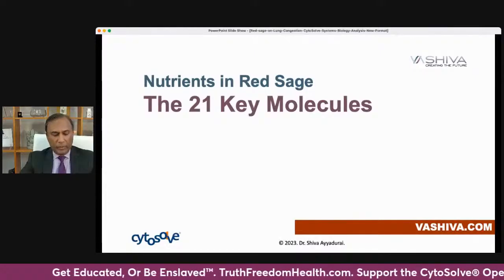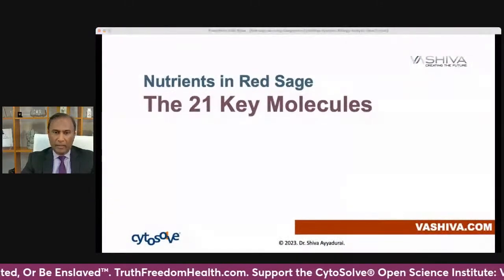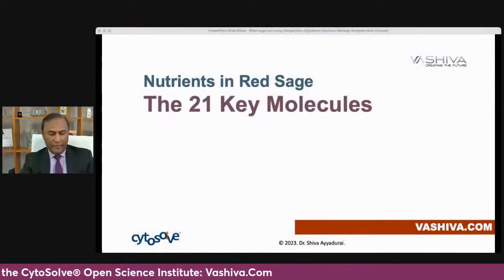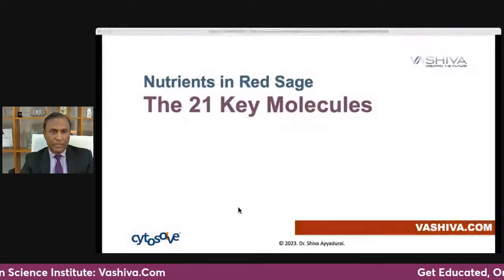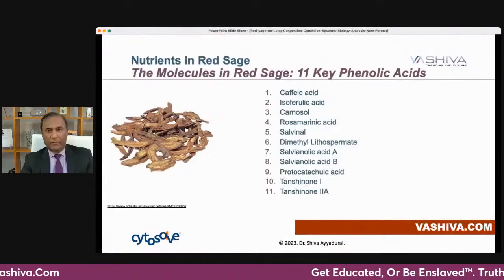Okay. So what I want to now talk about is what are the molecules in red sage. If you look at any ingredient in nature, whatever you have at home, if you're eating kale or lemon or bananas, everything in nature doesn't just have one compound. Drug manufacturing companies typically try to find a synthetic compound, but if you're eating kale, it has many, many compounds. If you're eating red sage, it has many, many different molecules. So what are the molecules in red sage and how many are there? Well, our research using CytoSolve has found 21 key molecules in red sage.